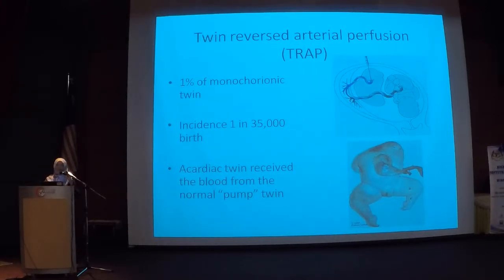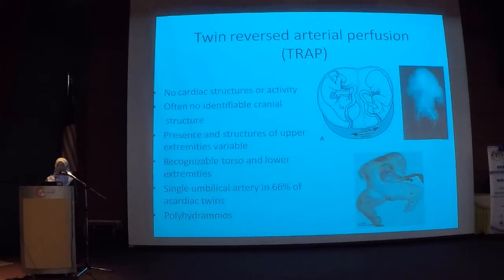It occurs in about 1% of monochorionic twins. The incidence is about 1 in 35,000 births. And the problem is that the acardiac twin, the abnormal twin, receives blood from the normal fetus, or normal pump twin. Okay, what is it actually?